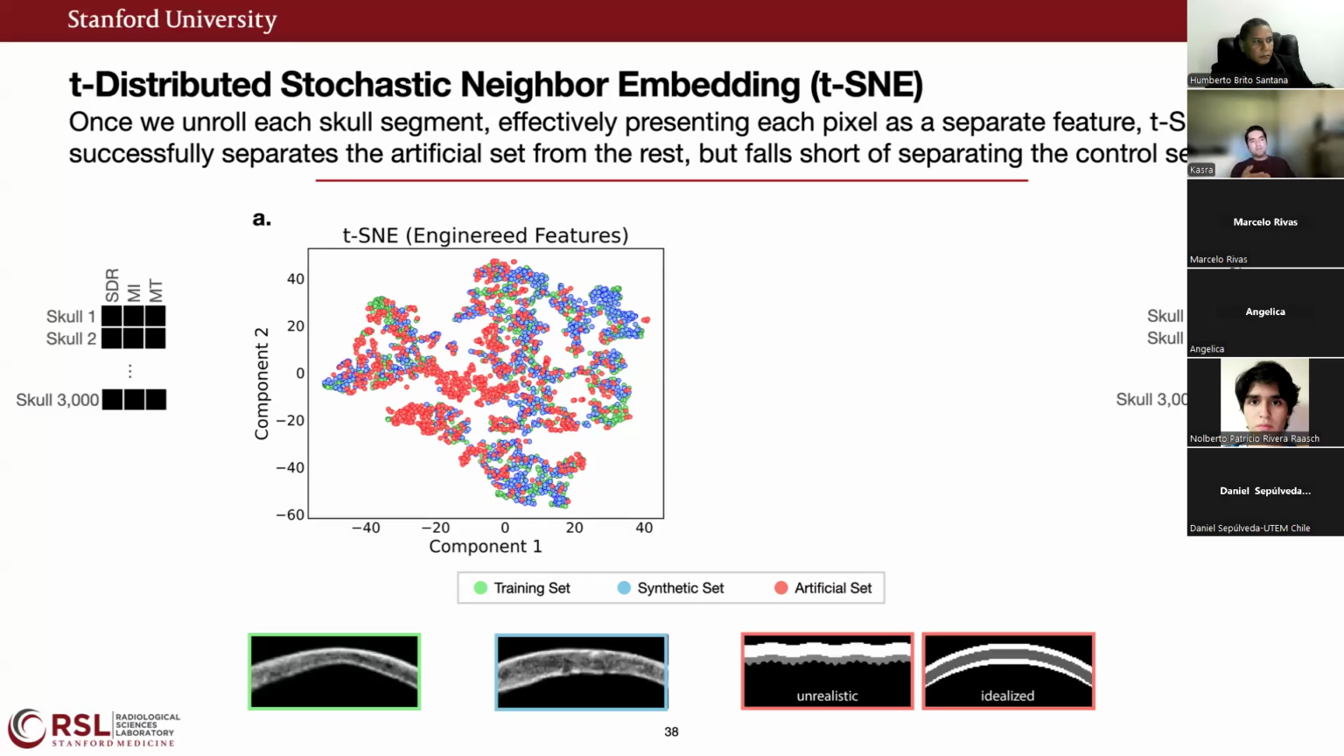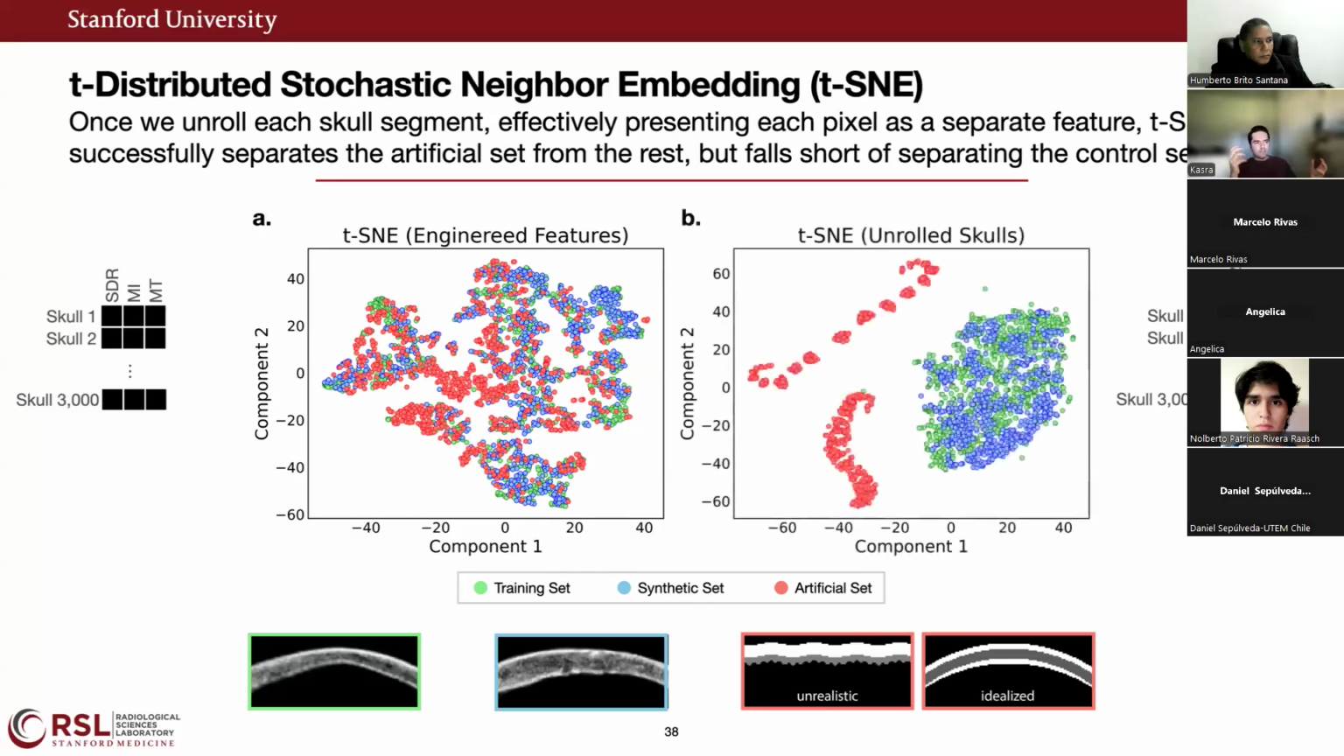And when we apply TSNE to this, it is able to separate the artificial set, which is composed of unrealistic and idealized ones, from the synthetic and training set. There were 2 interesting things here. One is that not only was it able to separate the idealized or artificial set from the rest, but it also separated the artificial set into 2 groups, one being the idealized one and the other being the unrealistic one. But it still failed to separate the training set from the synthetic set, what we generated with SkullGAN.